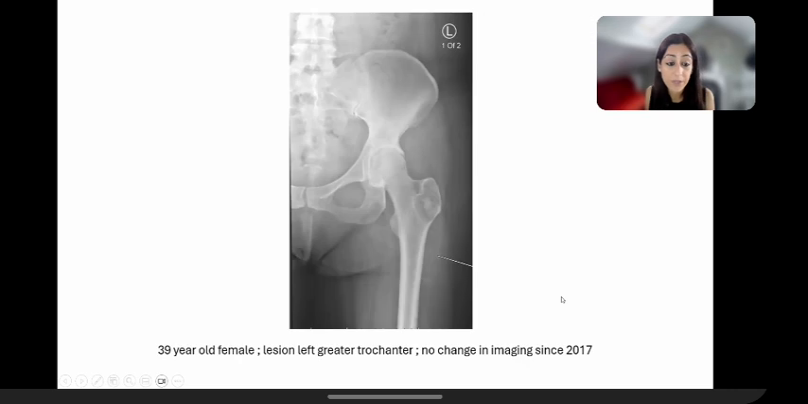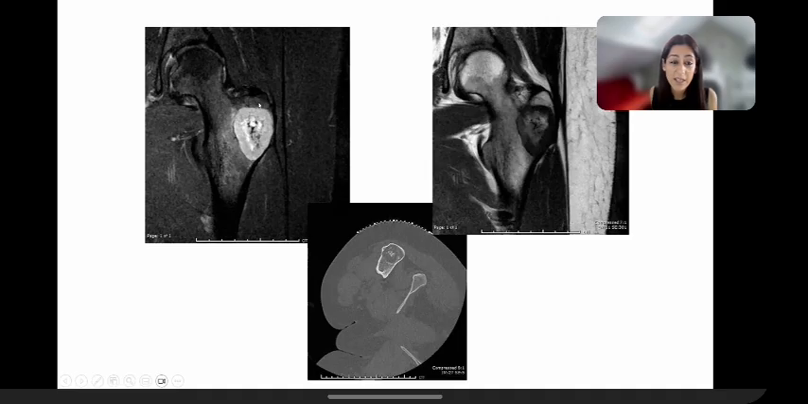So this was a case of a 39-year-old female. There was a lesion in the greater trochanter. Now, this is a very well-defined lesion. There are no concerning radiological features, geographic margin, well-defined. I'm not concerned, and it has a matrix as well. We were following this lesion up from 2017 as a chondroid lesion. However, the patient kept having pain. And on the MR, again, it was completely unremarkable.